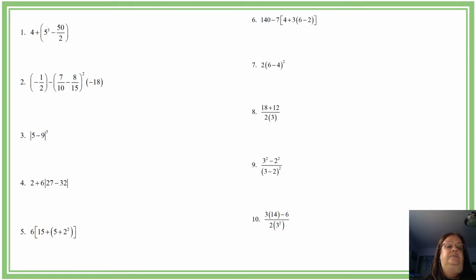We have a lot more complicated ones. So, parentheses first, because that's a grouping. So I have to then do some of the things inside. So I'm going to have to do the cubed.